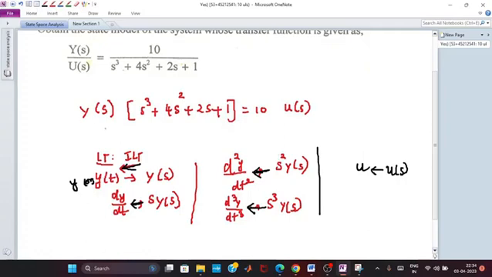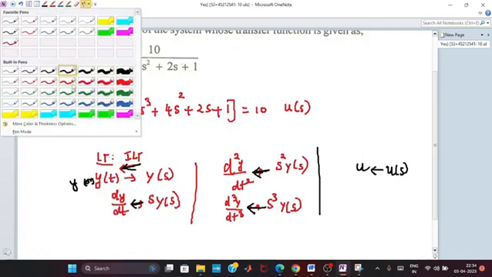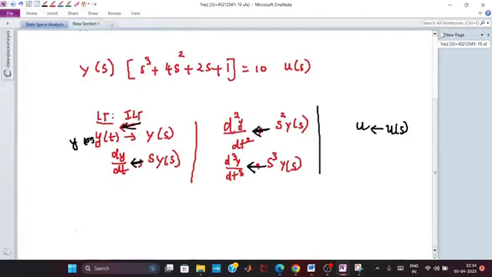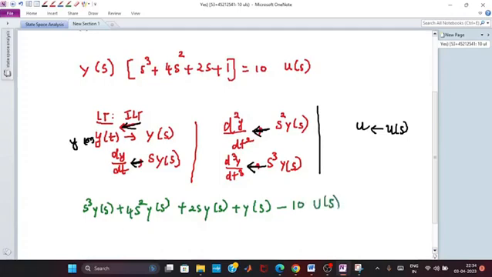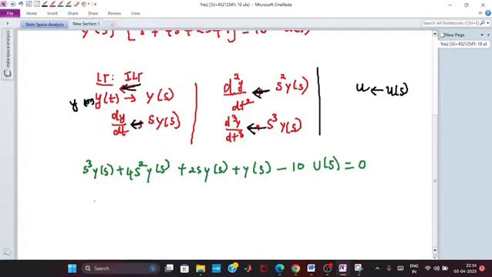So now expand it first. We expand the given equation: s cube into Y(s) plus 4s square into Y(s) plus 2s into Y(s) plus Y(s) minus 10 into U(s), which is equal to 0. That's it. Now apply inverse Laplace transform on both sides.